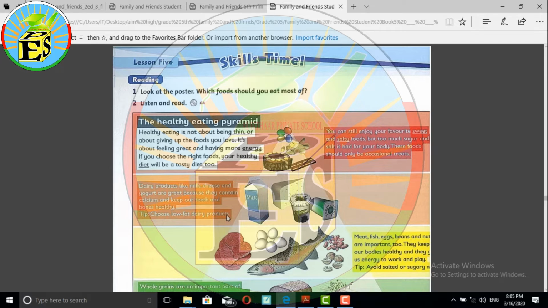Second part, dairy products. Dairy products, like what? Look at the picture. Milk, cheese, yogurt, all these we call dairy products. Dairy products like milk, cheese, and yogurt are great because they contain calcium. Do you know calcium? Our bones and our teeth contain calcium. So we have to eat this milk, cheese, and yogurt because it makes us strong.